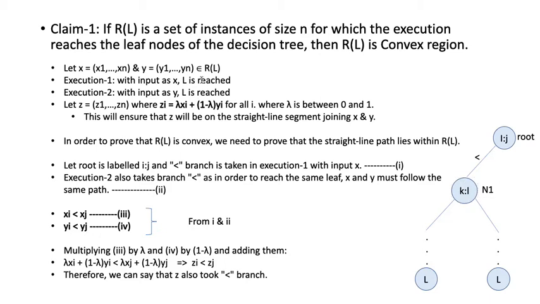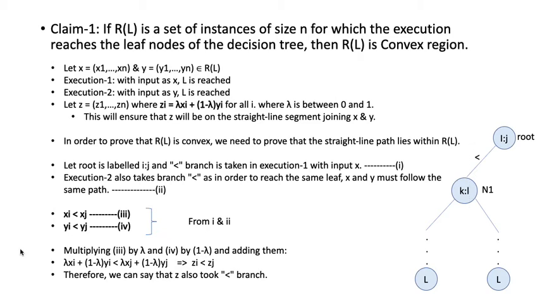Why? Because they both lie in the region of L, they both will reach the leaf node. That means y must follow the same path as that of x. So y also reaches n1, and it also takes the less than branch. From these 2 points, what we can say is x of i is less than x of j and y of i is less than y of j.